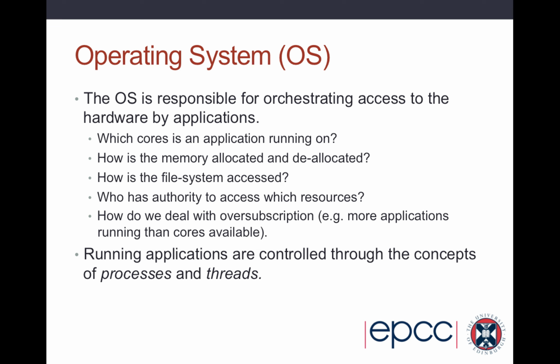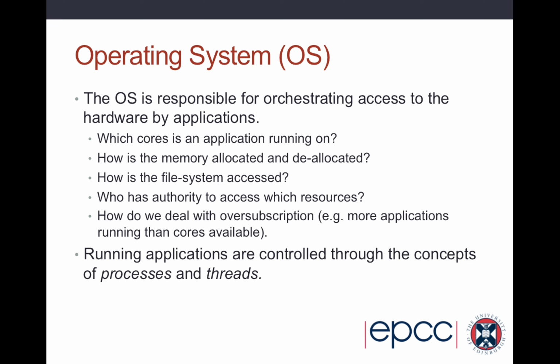So it orchestrates access to cores. Which cores are your application running on? How is the memory allocated and deallocated and divided between different applications? How is the file system access? How do you go to disk? Who has the rights to do what? Who has the authority to access which resources? And how do we deal with oversubscription? For example, more applications than cores available.